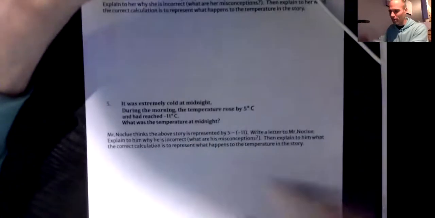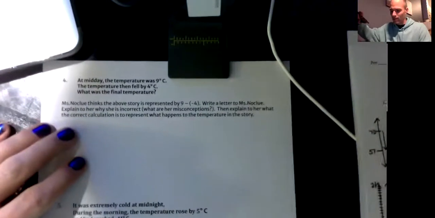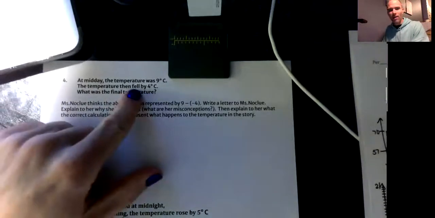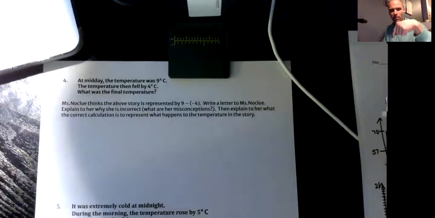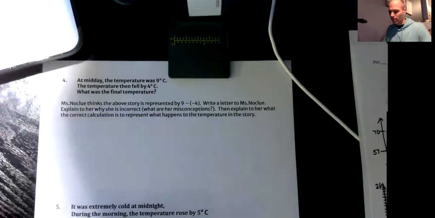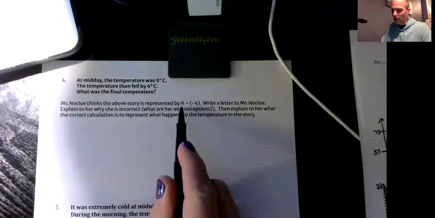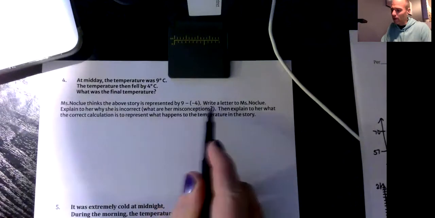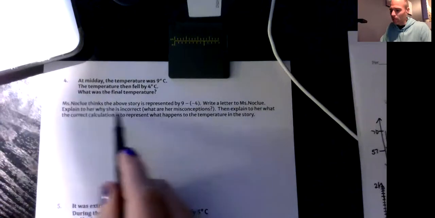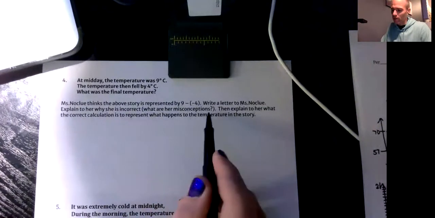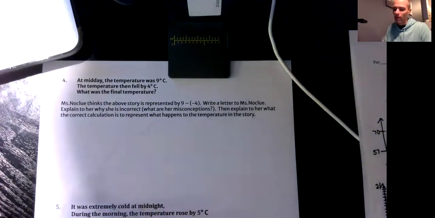All right, and the second page with the questions about Ms. No Clue. It says at midday, the temperature was 9 degrees Celsius. The temperature then fell by 4 degrees Celsius. What was the final temperature? And then the prompt says, Ms. No Clue thinks the above story is represented by 9 minus negative 4. Write a letter to Ms. No Clue, explain to her why she is incorrect, or what are her misconceptions. Then explain to her what the correct calculation is.